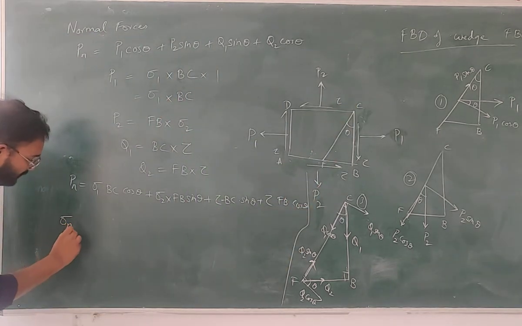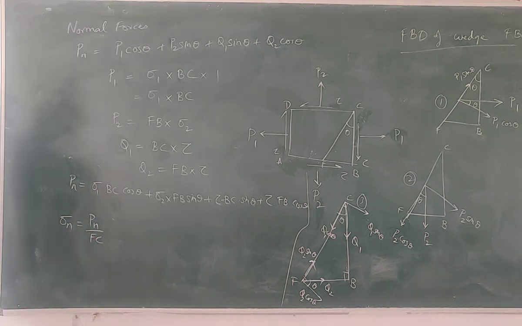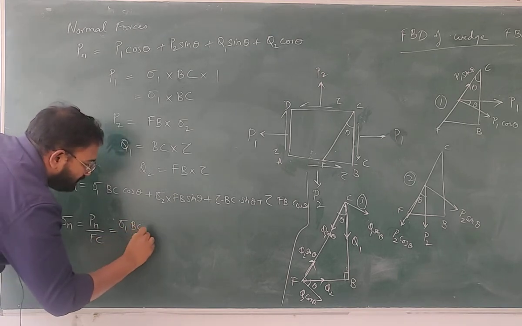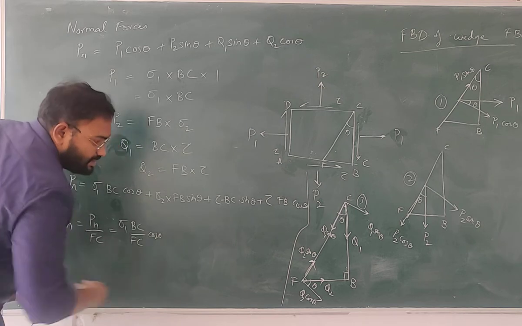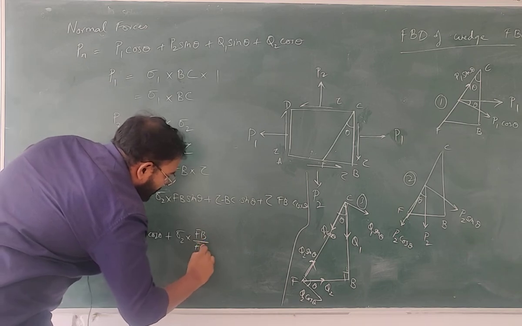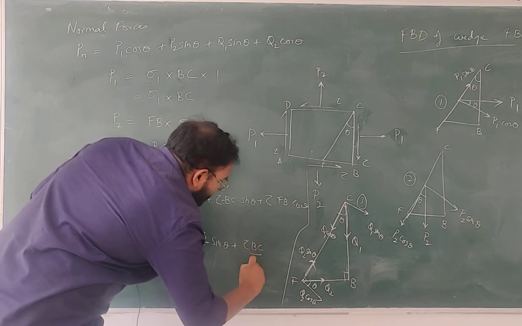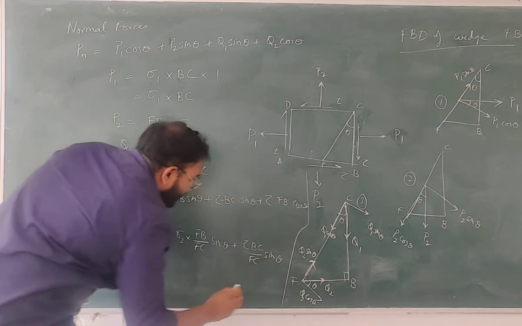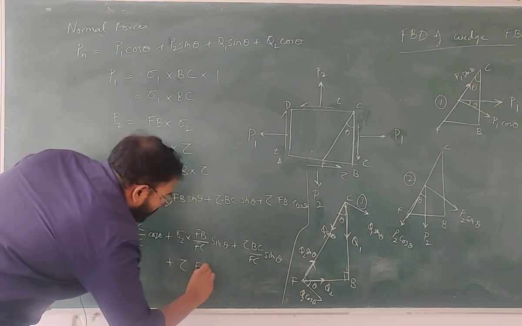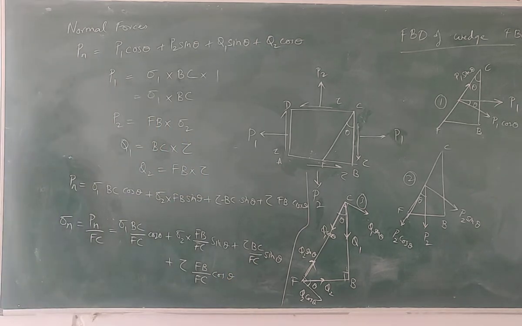What is sigma n? Sigma n will be equal to Pn by Fc. So I'll divide all these values by Fc. Bc by Fc cos theta. This is visible? Yes. Plus sigma 2 into Fb by Fc sin theta plus tau into Bc by Fc sin theta plus tau Fb by Fc cos theta.